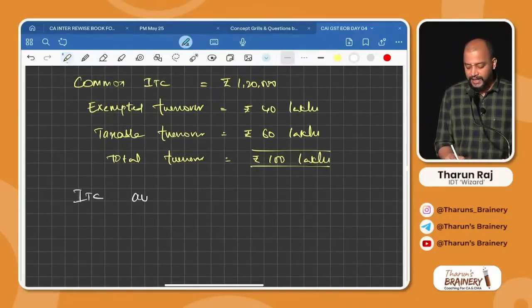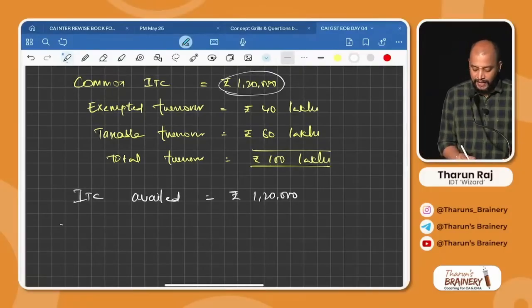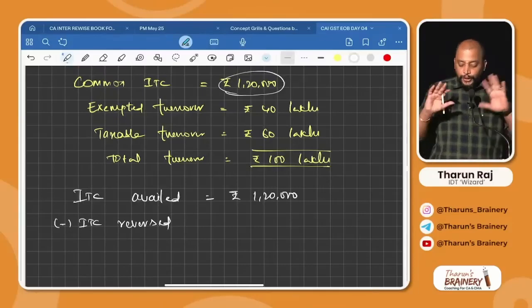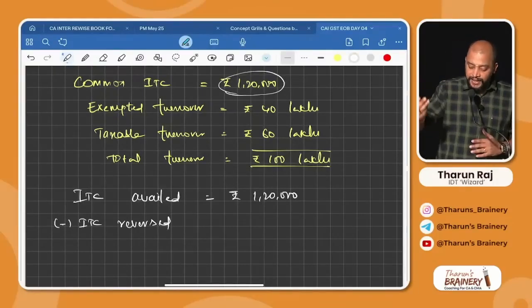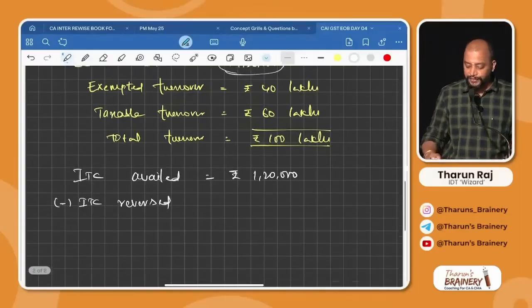ITC availed is this 1,20,000 we can take as ITC. 1,20,000 we can avail as ITC minus ITC reversed. So don't take the proportionate ITC. First take the credit and then reverse proportionate to exempted. Proportionate to exempted we need to reverse.